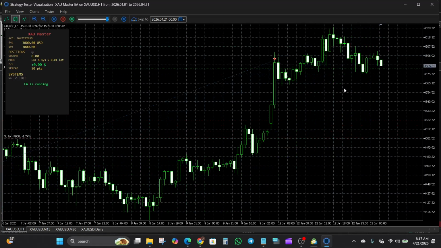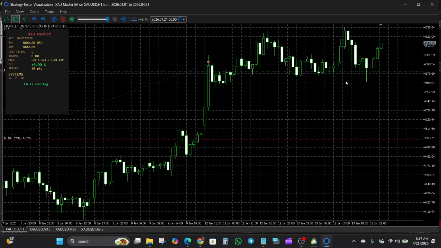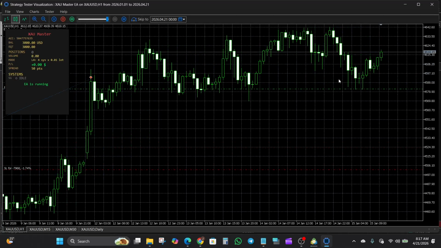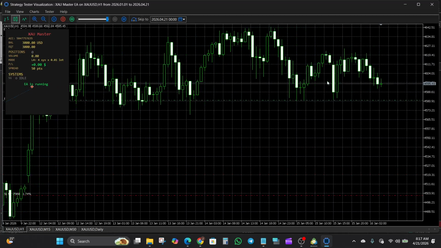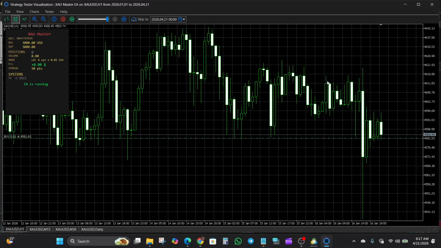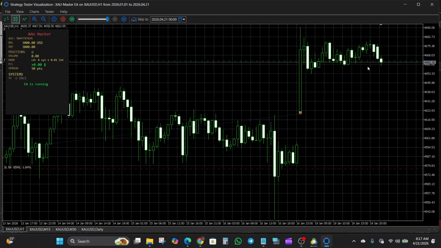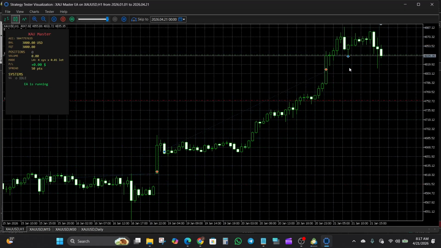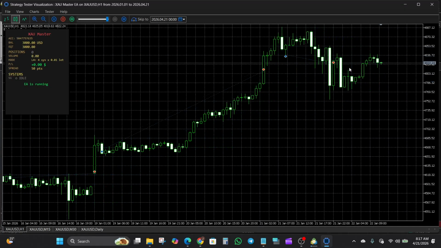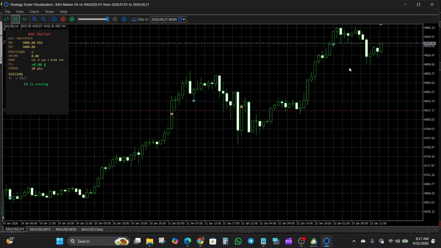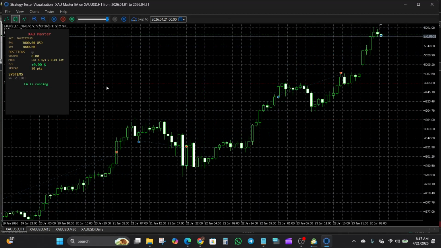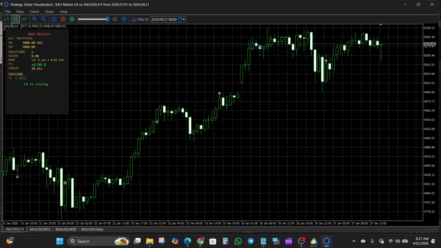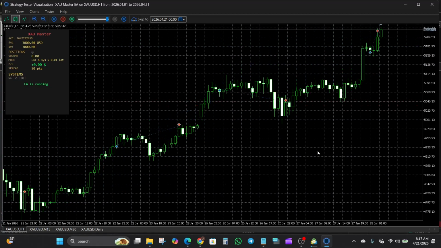Now, looking at the entries more closely, you can see that some trades are reacting to short-term movements, likely coming from mean reversion or momentum-based systems, right? While others are holding longer, which suggests trend following or breakout based logic. So this confirms that the EA is not relying on a single entry style. It's combining different approaches.